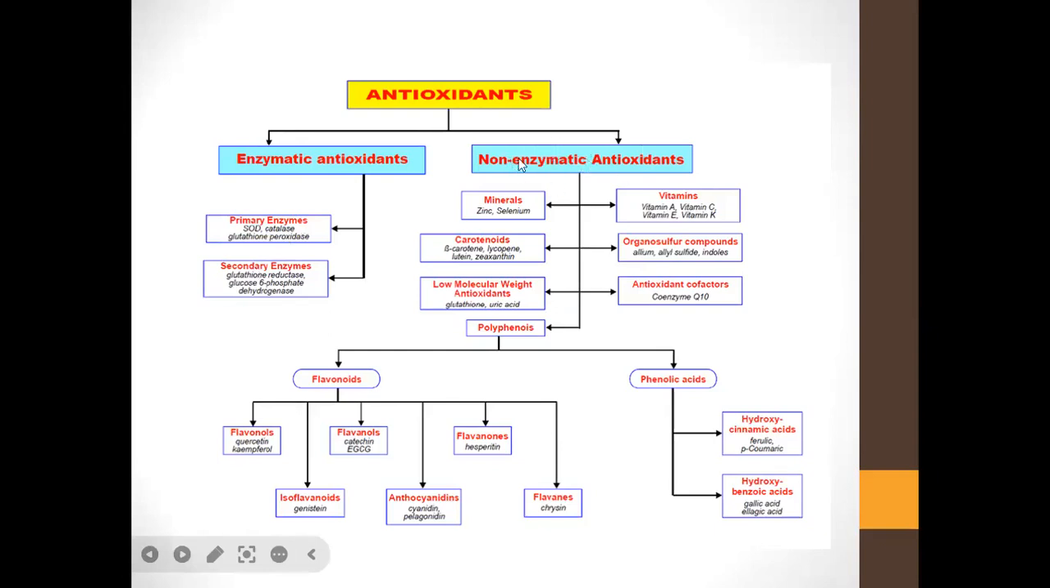Then we have non-enzymatic antioxidants. We can further classify them by their type. Let's suppose we have minerals, including zinc and selenium. We have vitamins. We have carotenoids. We have organosulfur compounds. We have antioxidant cofactors. We have low molecular weight antioxidants. We have polyphenols, which are further classified into flavonoids and polyphenolic acids.